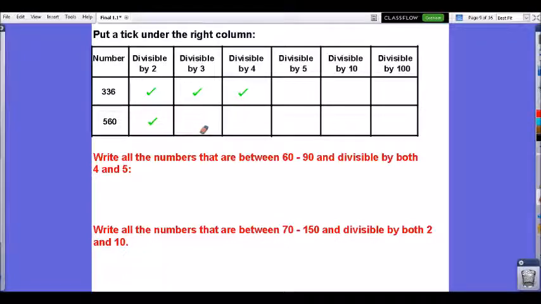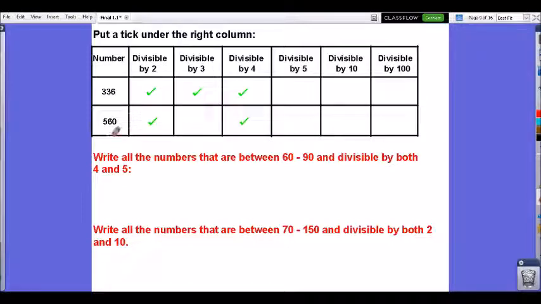Okay, is it divisible by 4? Let's check. The last 2 digits are just 60. Let's divide 60 twice by 2. If we can divide it twice, then yes, it is divisible by 4. 60 divided by 2 is 30. 30 divided by 2, yes, I can. It's 15. And yes, 560 is divisible by 4.